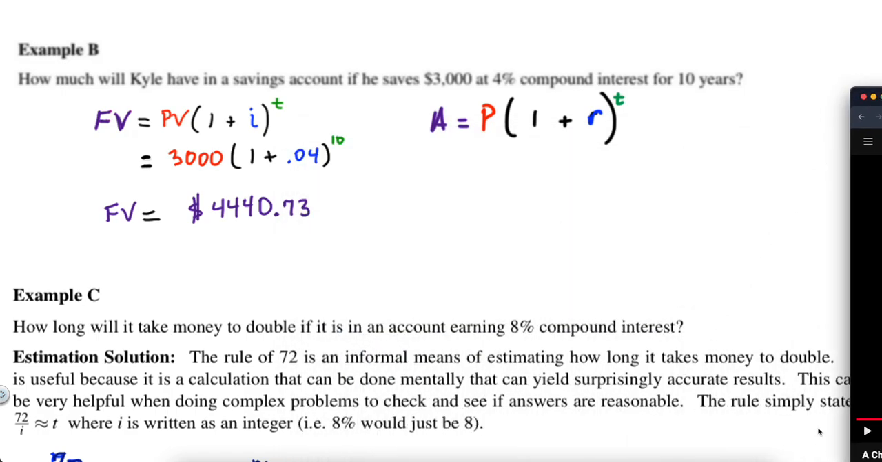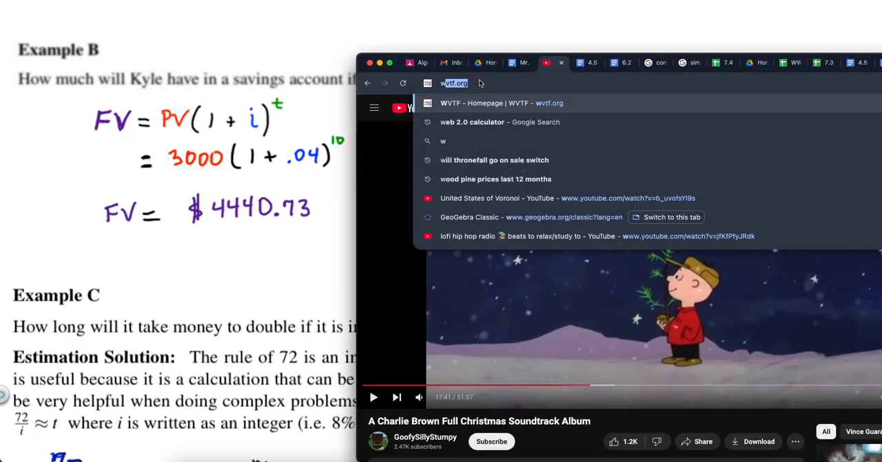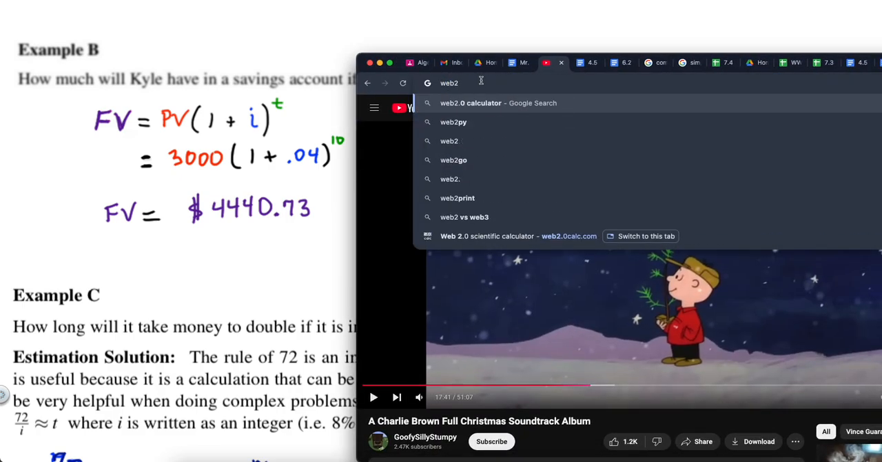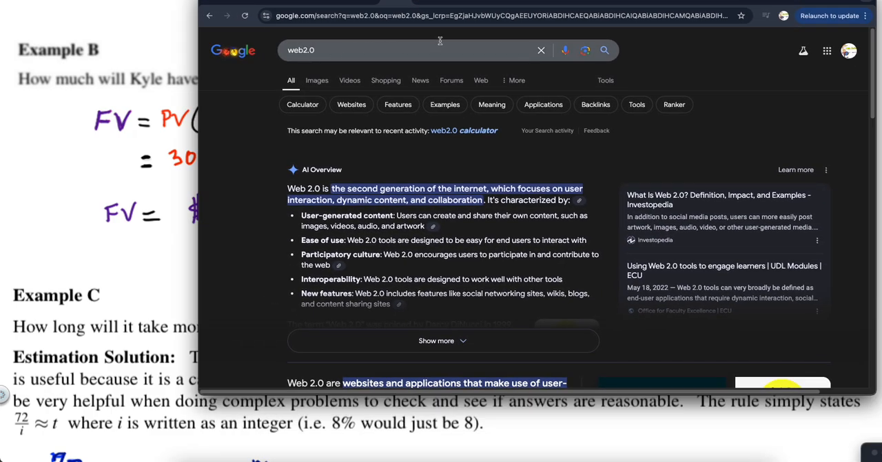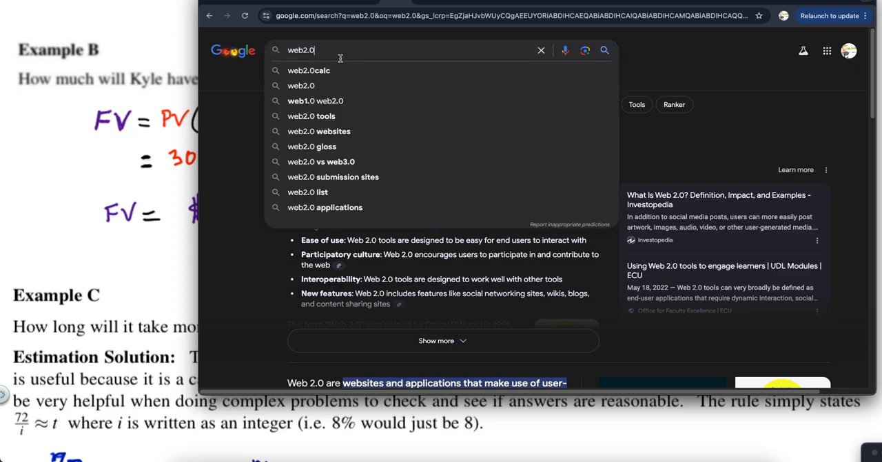Is it there? Where is it? Okay. Web 2.0 calculator.